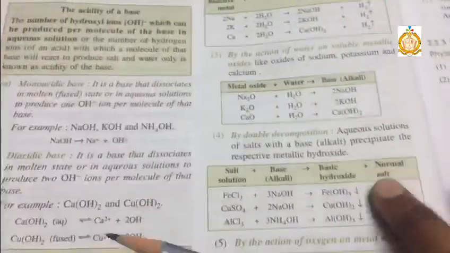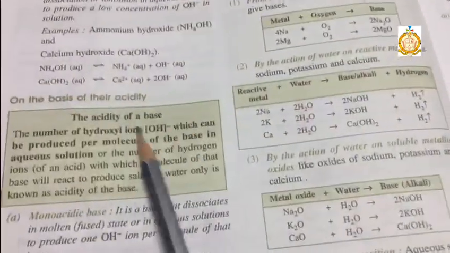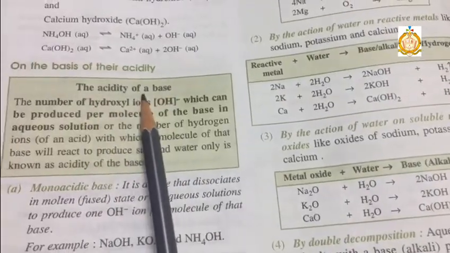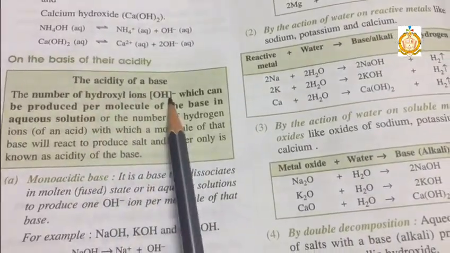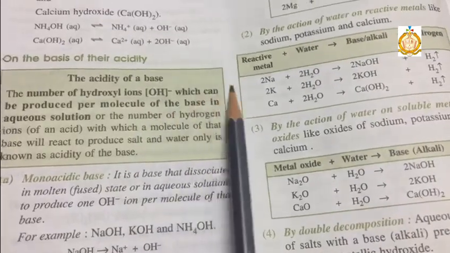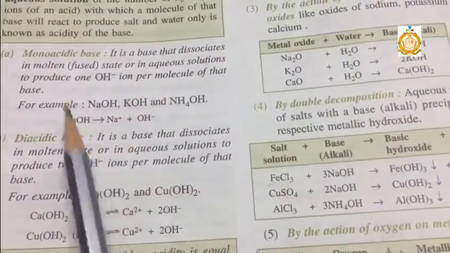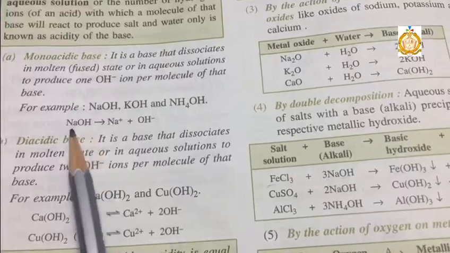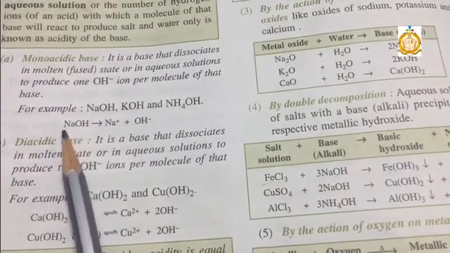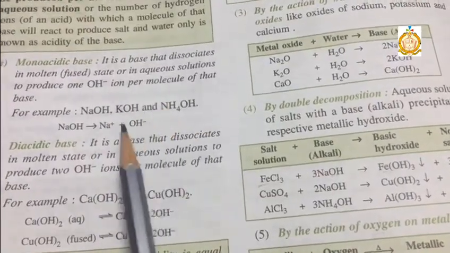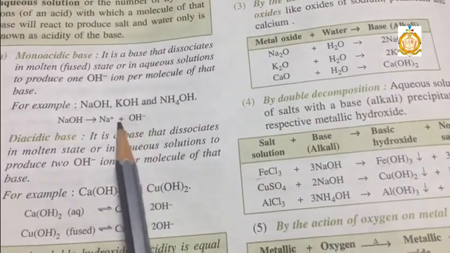It is the same as we have done for the classification of acids. I want to explain here. Acidity of a base: the acidity of a base depends upon the number of hydroxyl or hydroxide ions which can be produced per molecule of a base in aqueous solution. With an example you will understand better. When sodium hydroxide dissociates, it dissociates into Na positive and OH negative. How many OH are there? 1.